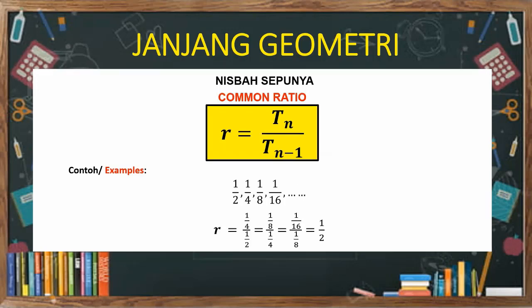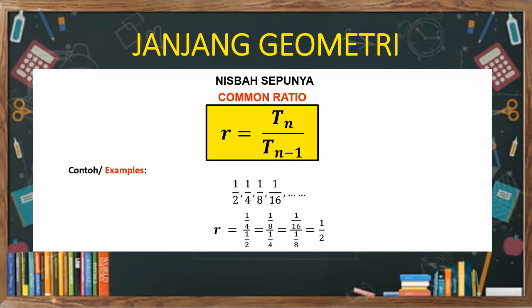Please look at the second example. By using the same method, we are going to use the second term 1/4 divided by the first term 1/2. The third term 1/8 divided by the second term 1/4. The fourth term 1/16 divided by the third term 1/8. All of them are giving the answer of 1/2. It is a constant. Therefore, the common ratio existed. And these numbers are geometric progressions.